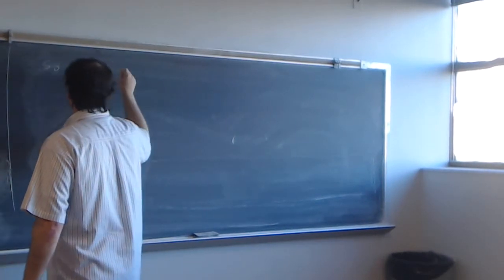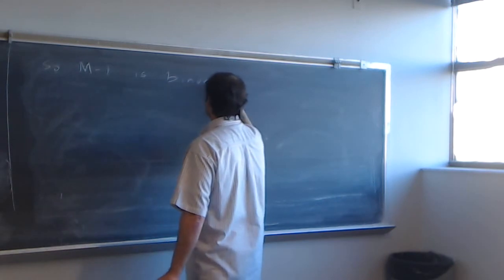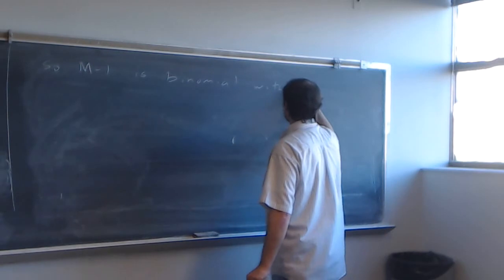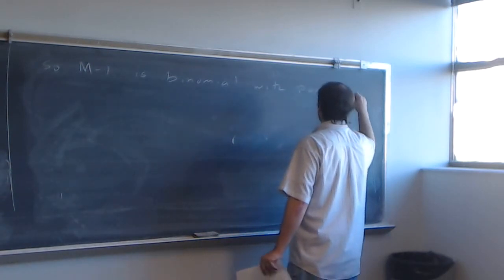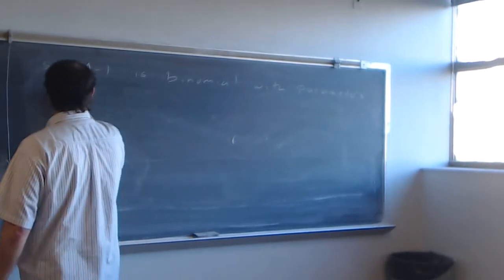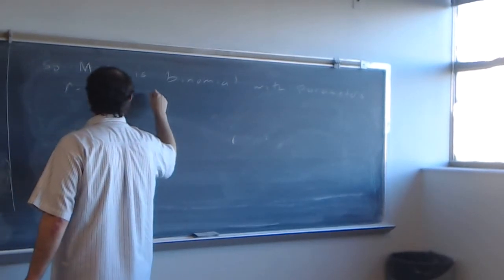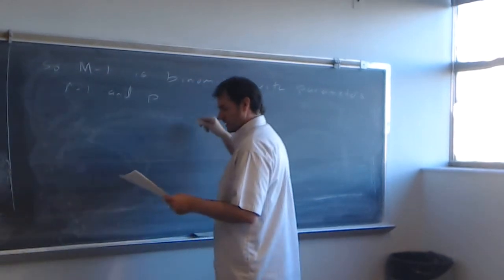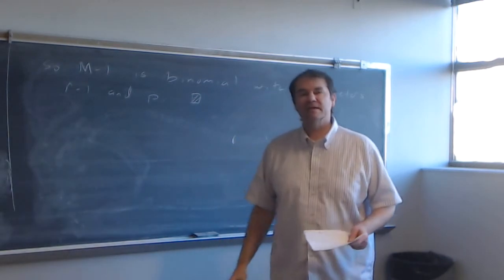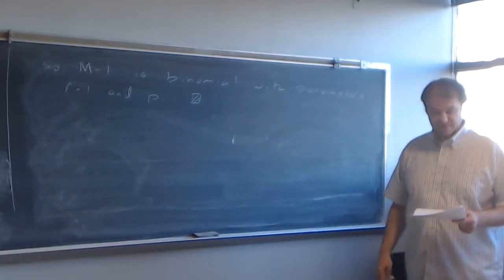So n minus 1 is binomial with parameters r minus 1 and p. That's what we said, so that concludes the proof. Okay. Last thing I want to do during this lecture is I want to do an example.